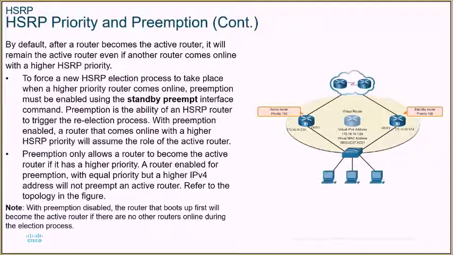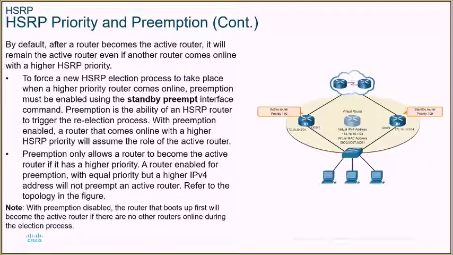Preemption is the ability of an HSRP router to trigger a re-election process. With preemption enabled, a router that comes online with a higher HSRP priority will assume the role of the active router. Preemption only allows a router to become the active router if it has a higher priority. A router enabled for preemption with equal priority but a higher IPv4 address will not preempt an active router. Refer to the topology in the figure.